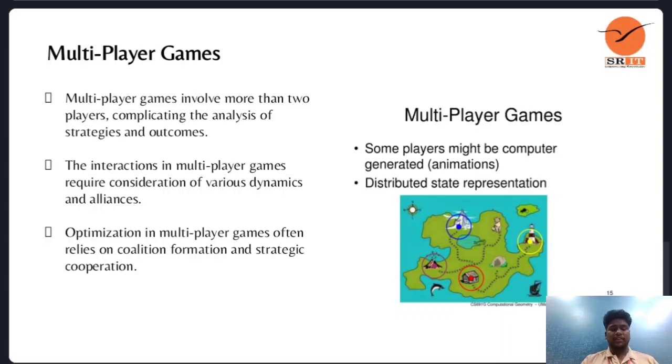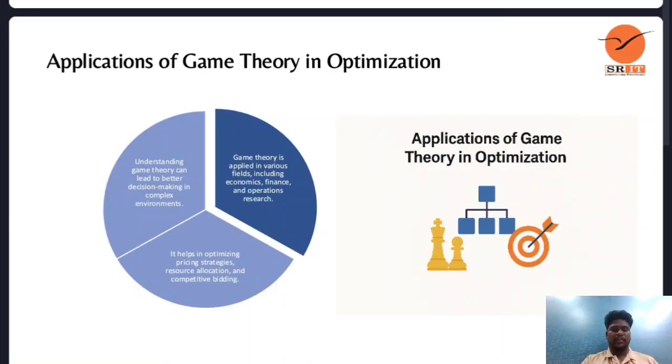Coming to the next slide, applications of game theory in optimization. Understanding game theory can lead to better decision making in complex environments. Game theory is applied in various fields, including economics, finance, and operations research. It helps in optimizing pricing strategy, resource allocation, and competitive bidding.